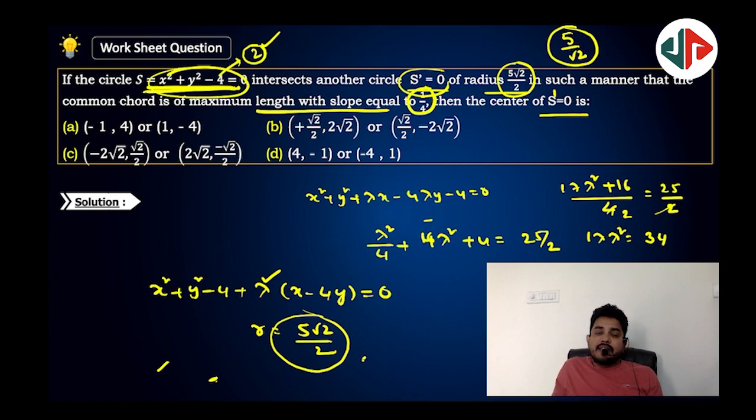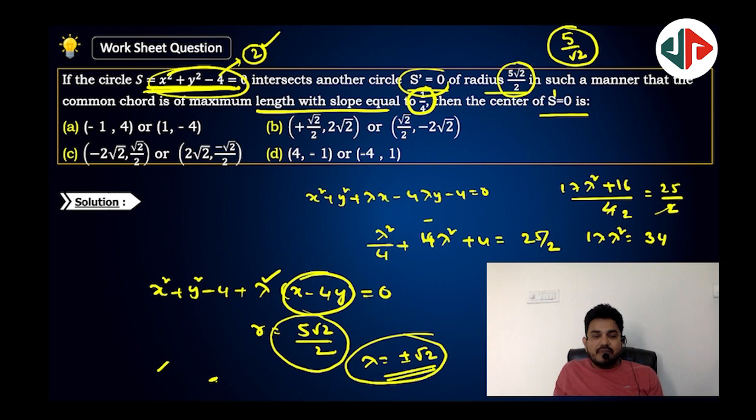So lambda is equal to plus or minus root 2. So what is the center? Center will lie at x minus root 2. So substitute here: x square plus y square minus 4 plus or minus root 2x minus or plus 4 root 2y is equal to 0.